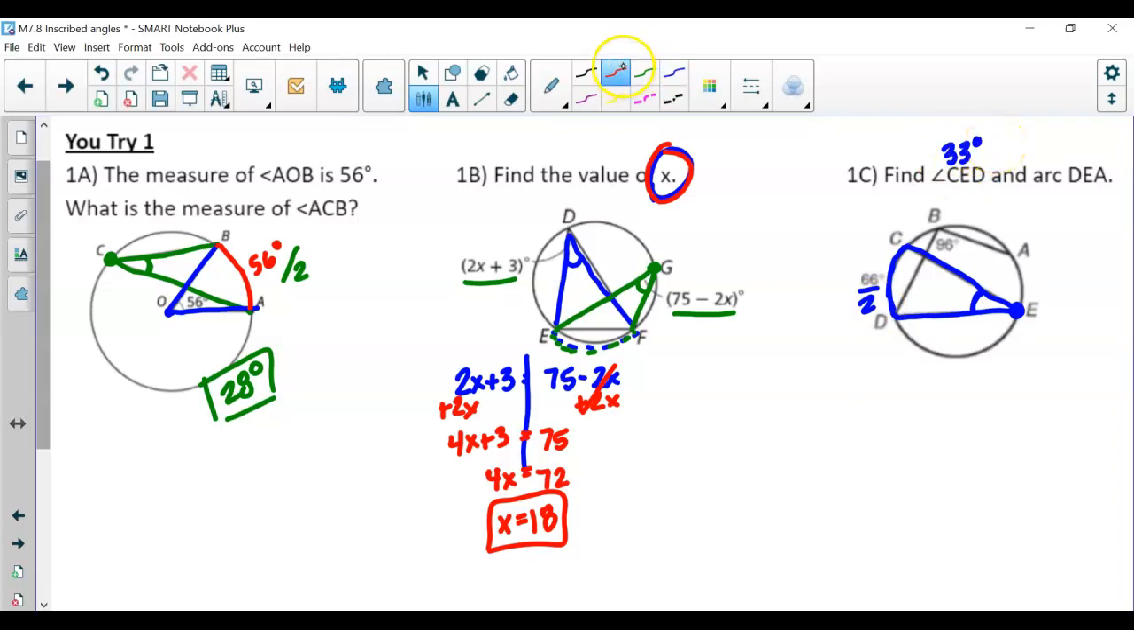Then the last part, you're looking for arc DEA. So DEA, which if you notice is created by the inscribed angle ABD, which is 96 degrees. So now you've got to take that 96 degrees and double it because it's half of the arc it creates. So the arc here is 192 degrees.